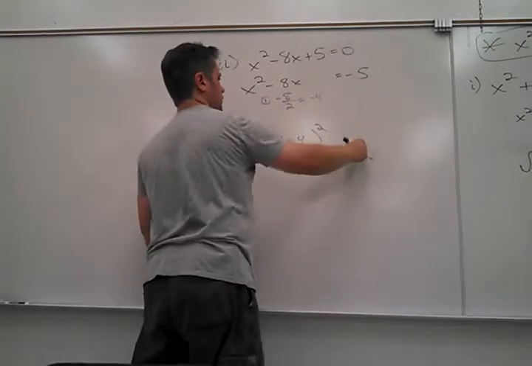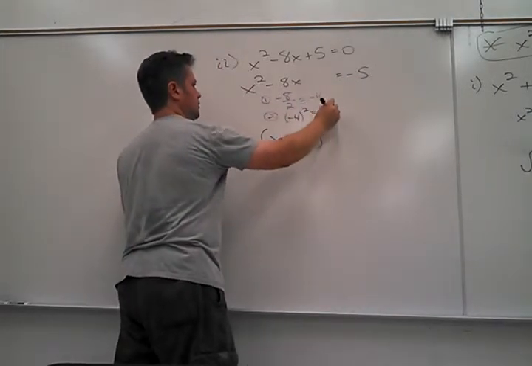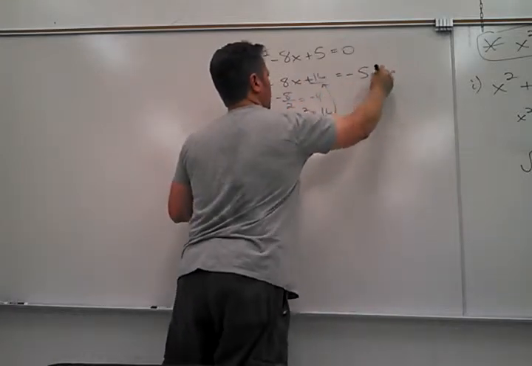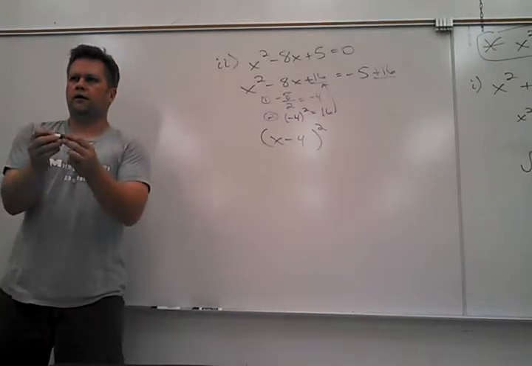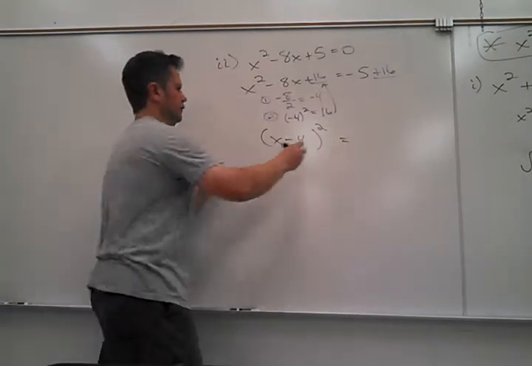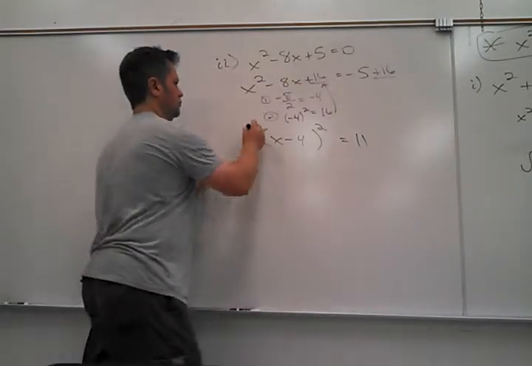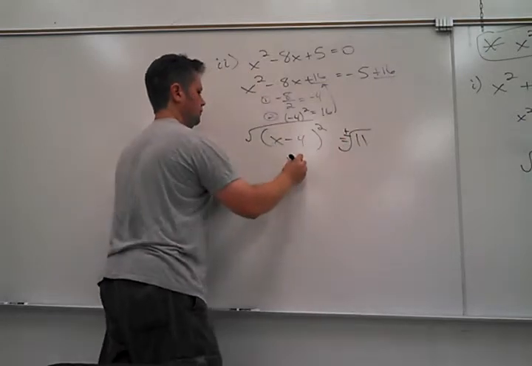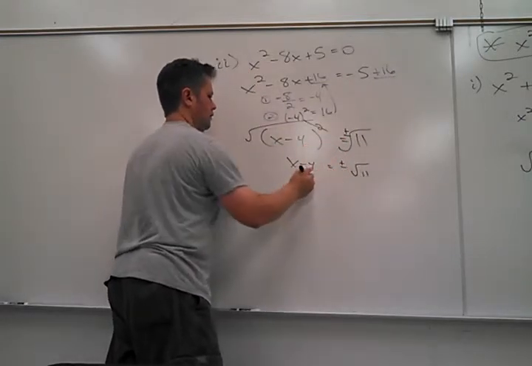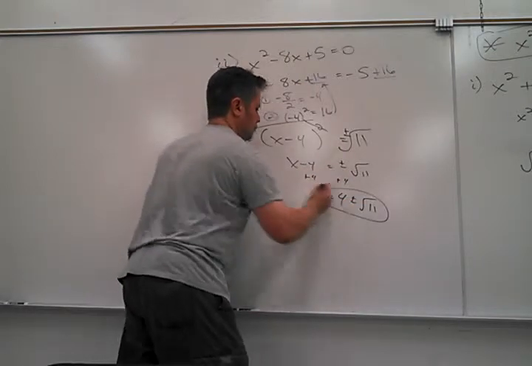So what's missing is what's going to be over here. So the second step, 16, good. So to add 16 here, better add 16 there. Make it legal. So I have it equaling 11. I love it. Cool. Now, square root, plus or minus. Square and square root go away. Add the 4. 4 plus or minus root 11.